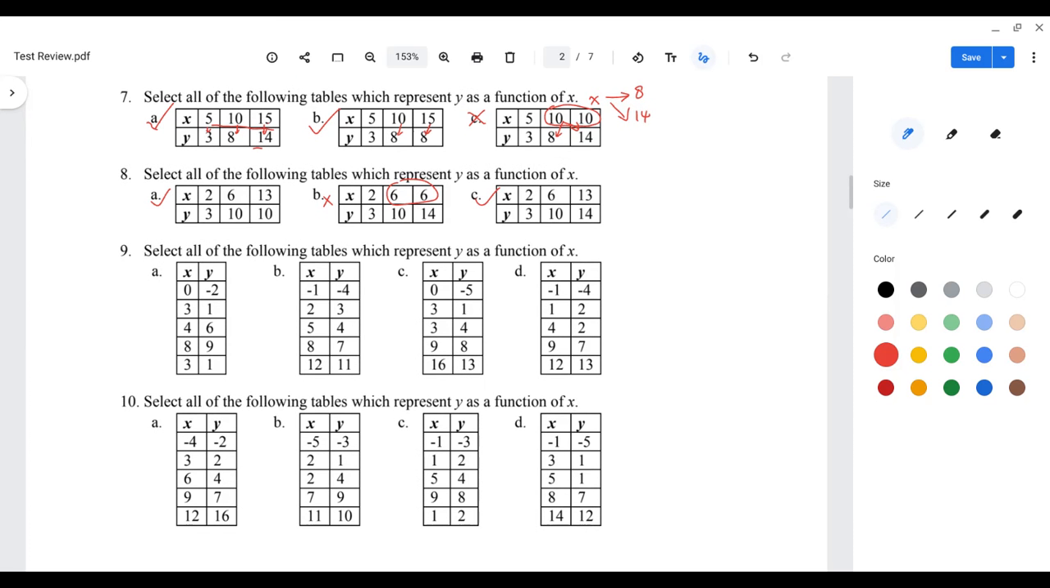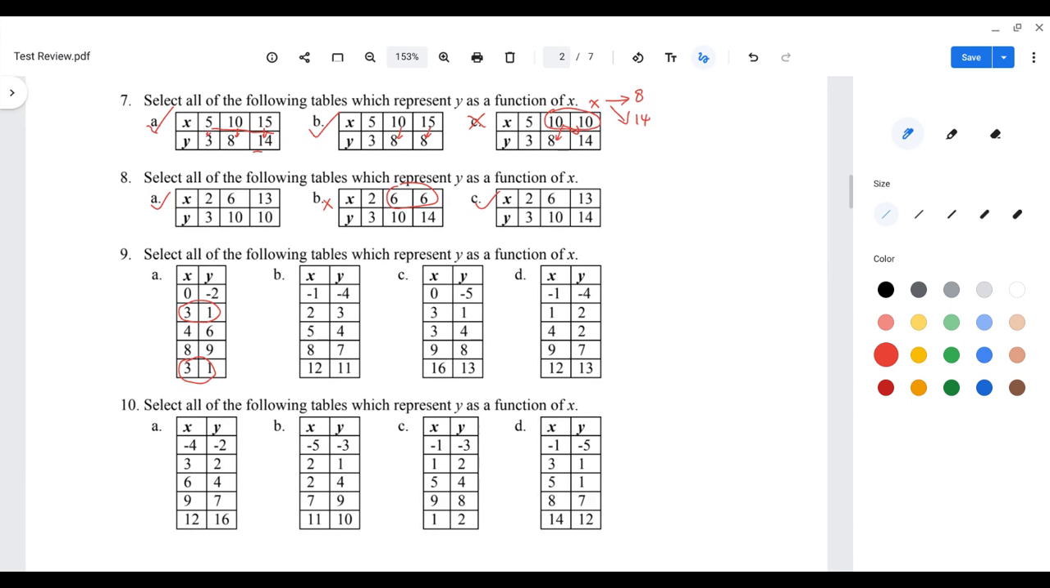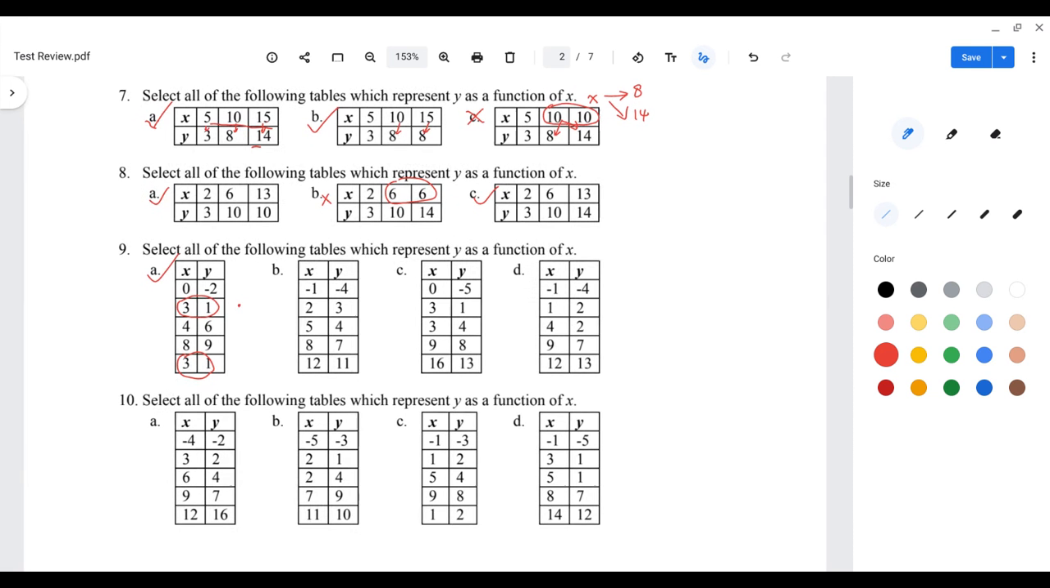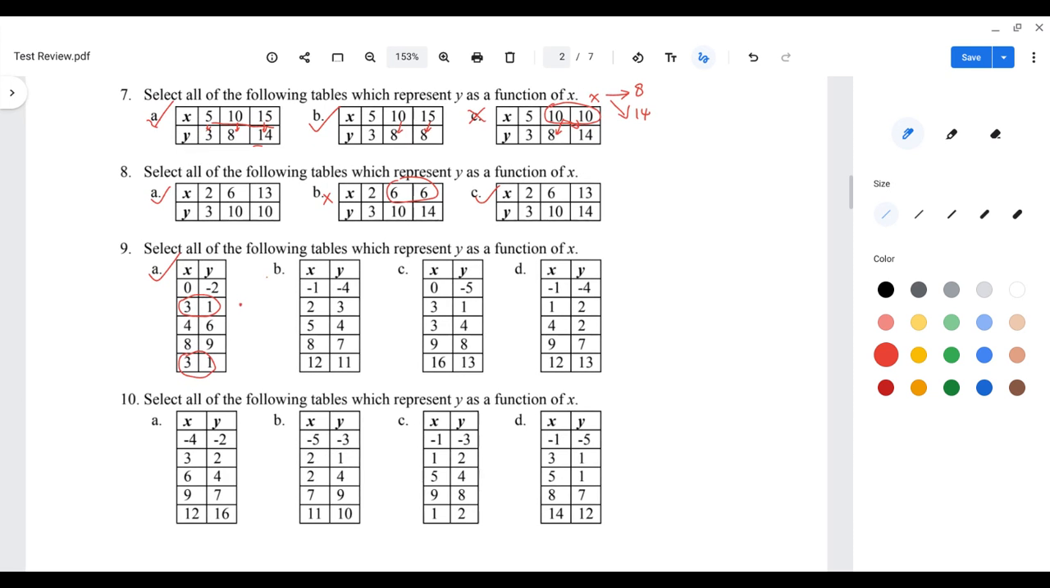Same thing here. It's just vertically x and y. So x is 0, 3, 4, 8, 3, and y is 1, 3 and 1. Well, they're the same point, right? If it's the same point, that means just one dot, so it is a function. Here, negative 1, 2, 5, 8, 12, all different x, so it's a function.